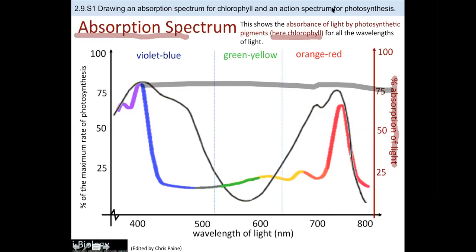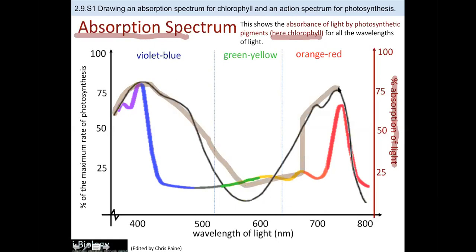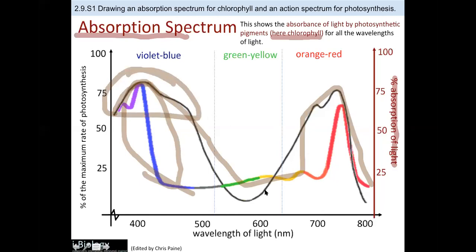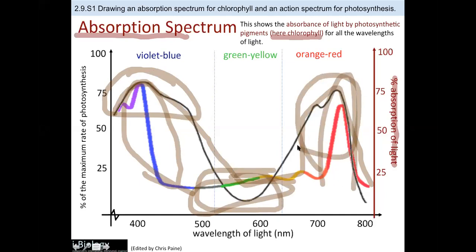So what is the point of all this? You'll probably just be angry about it, but it's to show that these two lines kind of fit together, meaning that the idea that something being absorbed more will give you more photosynthesis, and something being absorbed less will give you less photosynthesis.